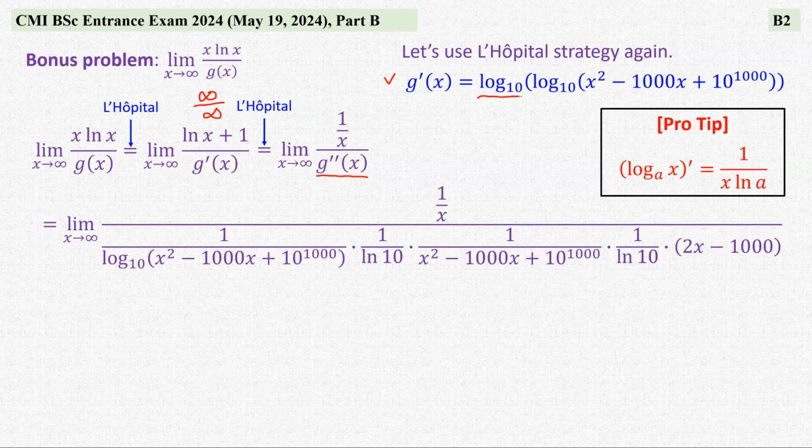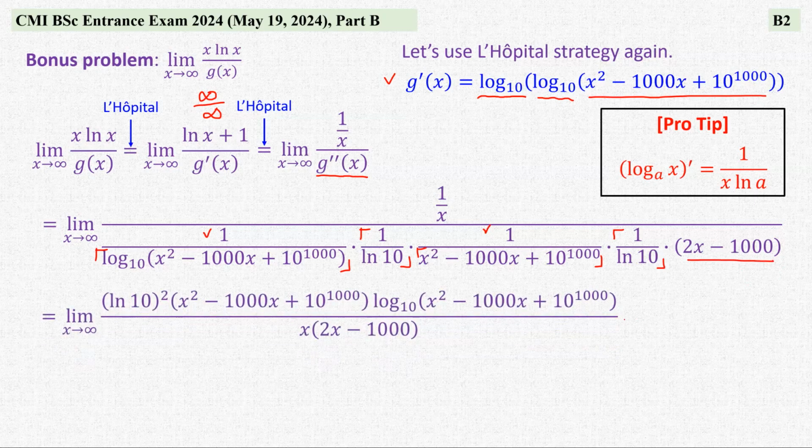First, we must differentiate the outermost log base 10, which gives 1 over its inner part, hence the inner logarithmic function, times 1 over ln 10. Then by the chain rule, we must differentiate the inner logarithmic function, which gives 1 over its inner part, x squared minus 1000x plus 10 to the power of 1000, times 1 over ln 10. Then by the chain rule, we must differentiate this quadratic function part, which gives 2x minus 1000.